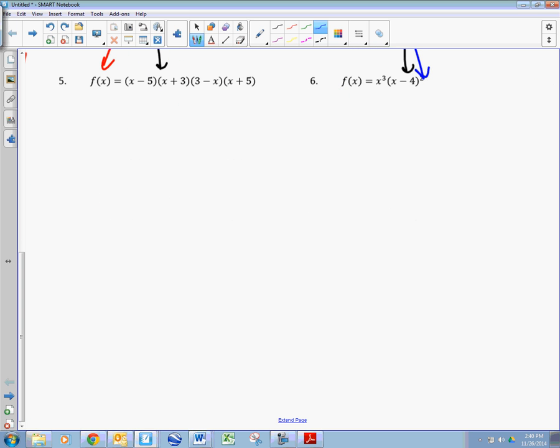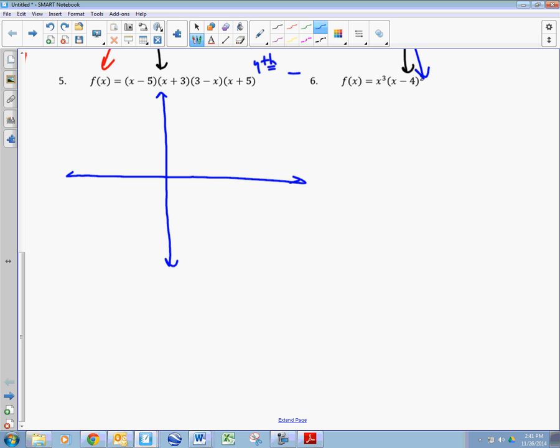Number 5, what degree? 4th degree, very good. Is it going to be positive or negative? It's going to be negative. Why? Because there's a negative x hiding on the inside. So if you're going to multiply it all out, you would get a negative x to the 4th. Is it going to finish up or finish down? It's going to finish down. If it's negative, it will always finish down. If it's positive, it will always finish up.